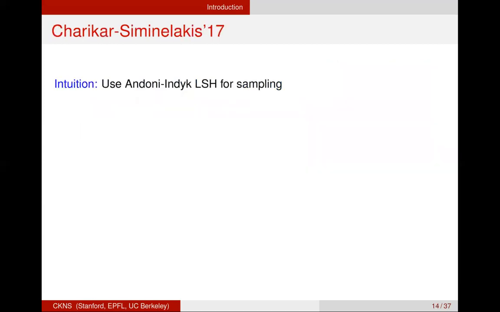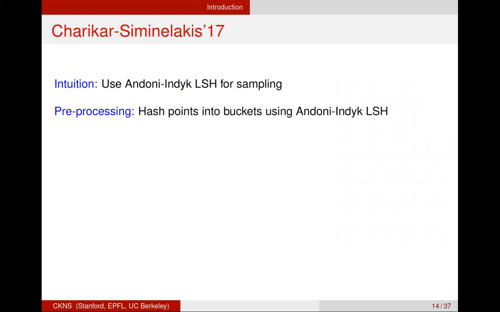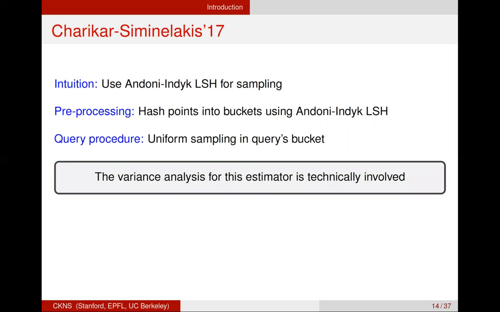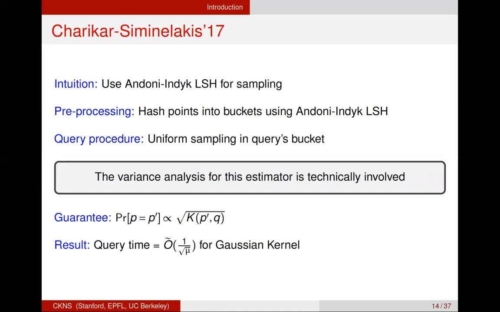Charikar and Siminelakis, in their FOCS 17 paper, used Andoni-Indyk LSH for sampling. In the pre-processing phase, they first hash points into buckets using Andoni-Indyk LSH. Then when a query comes, they look at the query's bucket and uniformly sample a point from this bucket. Their algorithm and data structure is nice since it improves upon random sampling, but the difficulty is the variance analysis for this estimator, since there are some dependencies caused by Andoni-Indyk LSH and the geometric structure of the problem. And actually the variance is not good, since by the setting of the parameters, they get that the probability of sampling some point is proportional to the square root of the kernel value. This results in a query time of order 1 over root mu for the Gaussian kernel, for instance.